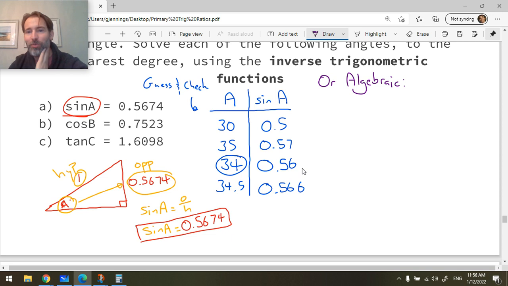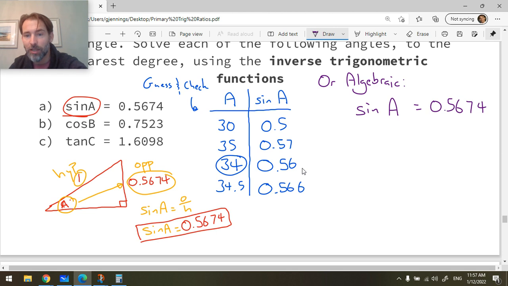All right, so what you're going to have is an equation. Sine of some angle A. Remember, this is an angle that exists in a triangle where the ratio between this side and that side is this. Okay? Sine A is equal to 0.5674. Now, I can't divide both sides by sine because this is an operation I do to A. I need the inverse operation. Right? And the inverse operation of sine is sine inverse.